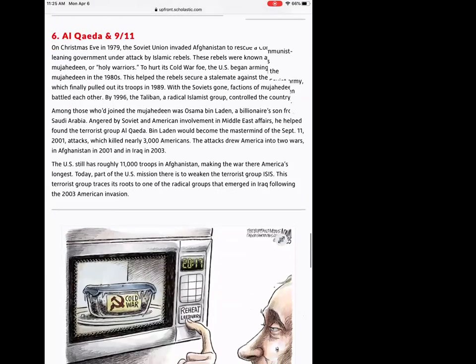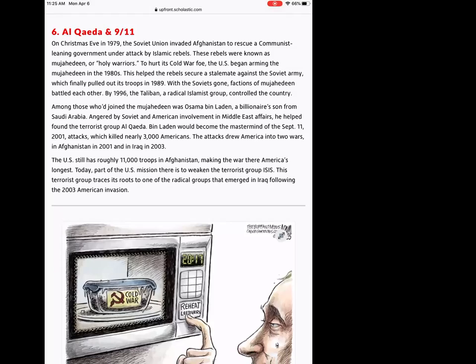Number 6, Al-Qaeda and 9/11. On Christmas Eve 1979, the Soviet Union invaded Afghanistan to rescue a communist-leaning government under attack by Islamic rebels. These rebels were known as the Mujahideen, or Holy Warriors. To hurt its Cold War foe, the U.S. began arming the Mujahideen in the 1980s.